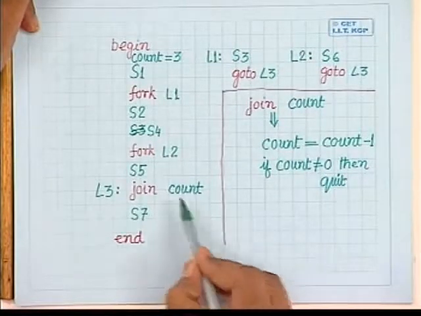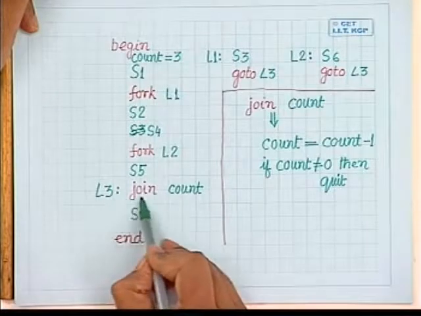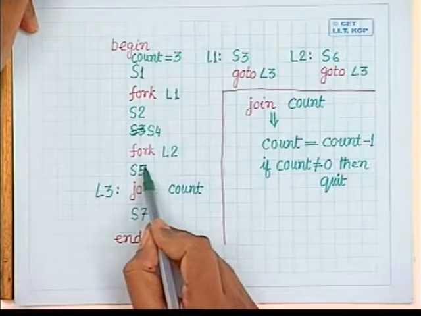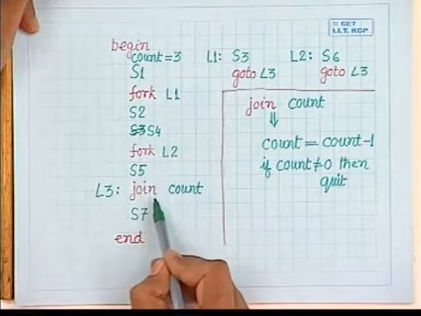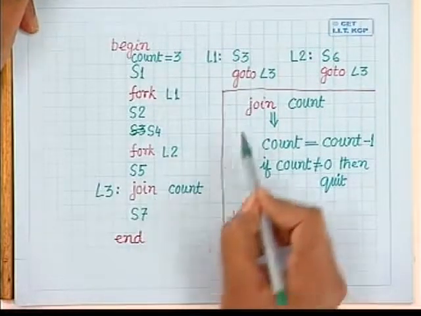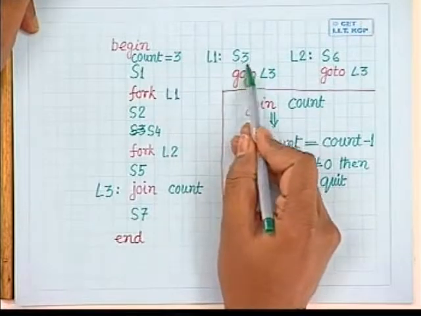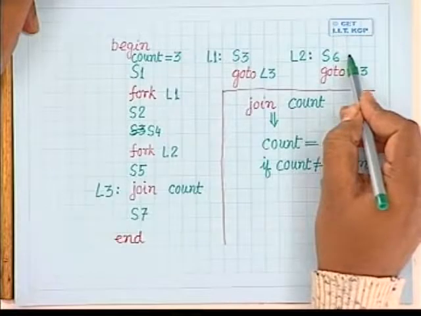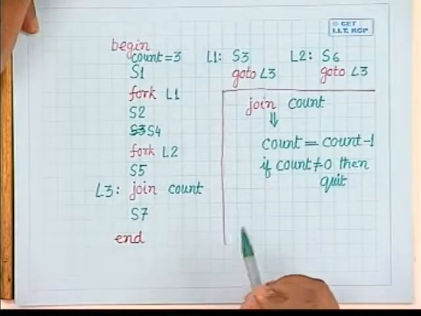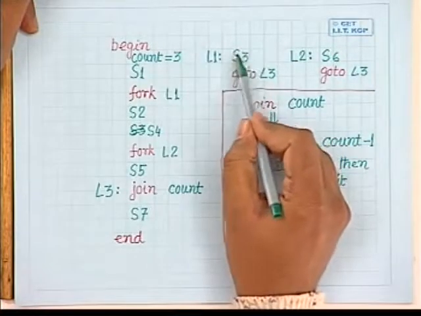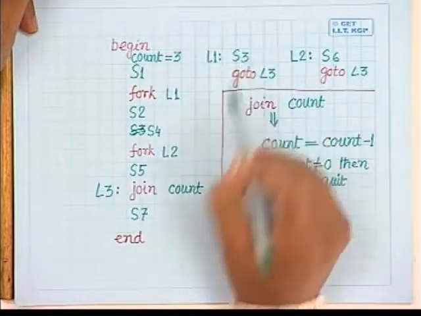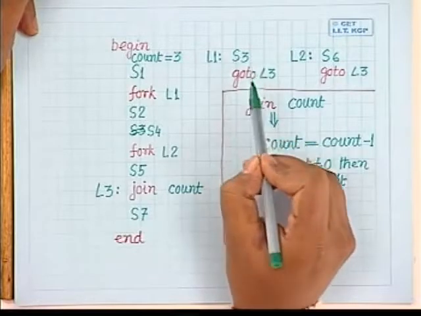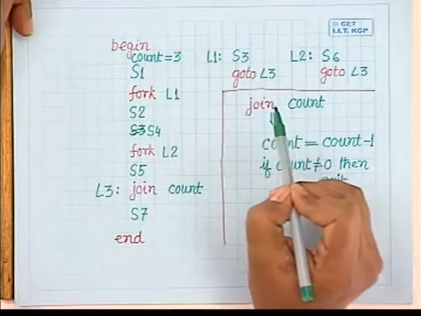The first process which executes this join count statement, I still don't know whether the process executing S5 will execute the join statement first, or the process executing S3, or the process executing S6. That depends upon the complexity of these statements and how much time each takes. And here a statement does not necessarily mean a single statement, it can be a module.